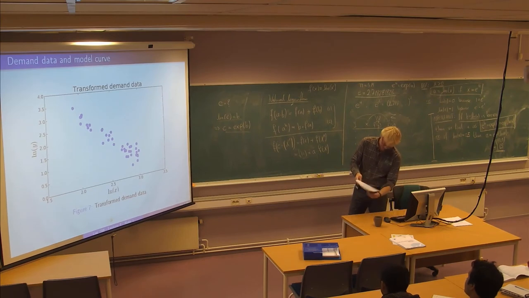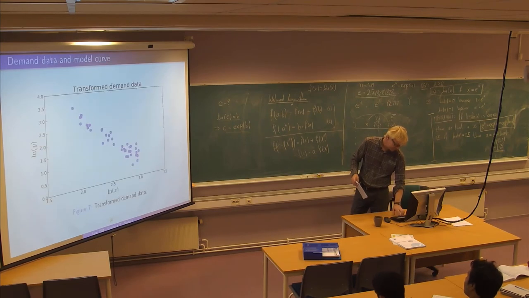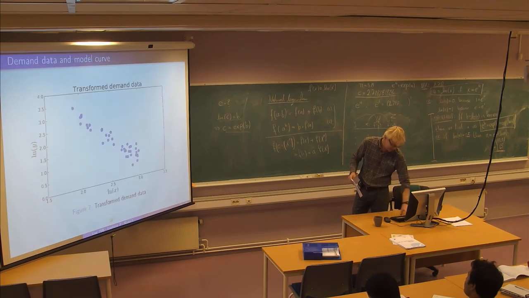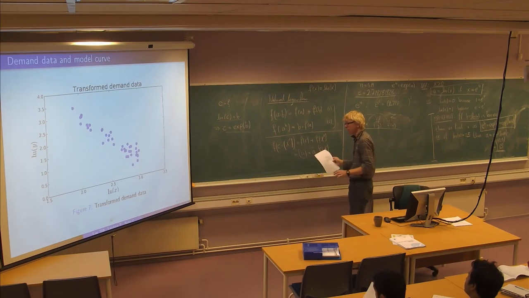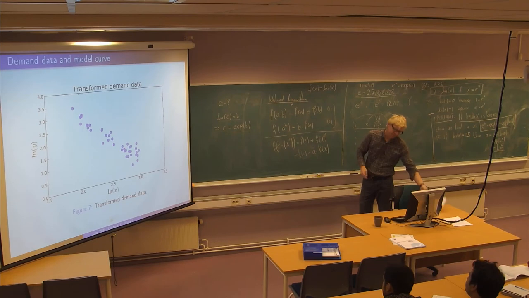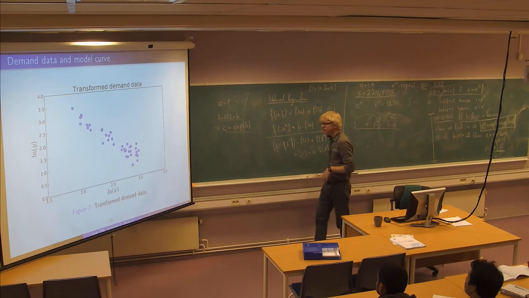Okay, this figure is coming. So these are actually those data here, now transformed with the logarithm. So it's the logarithm of x and the logarithm of y for the same data as you saw before. And you see here, it's fairly well suited for a linear regression now.